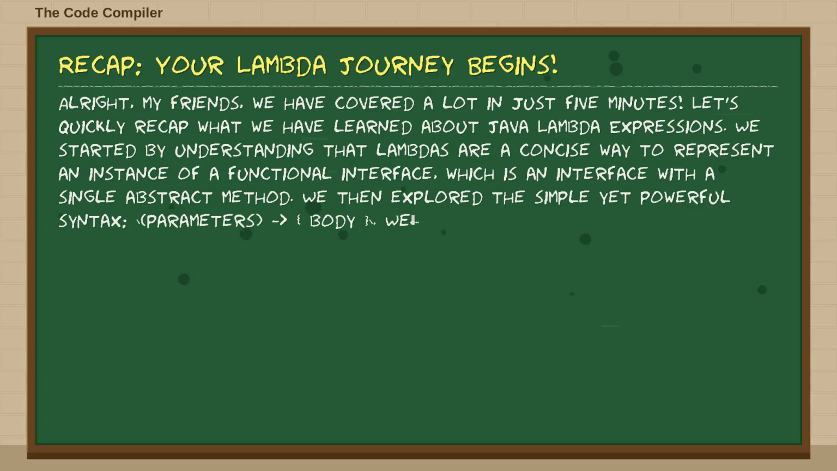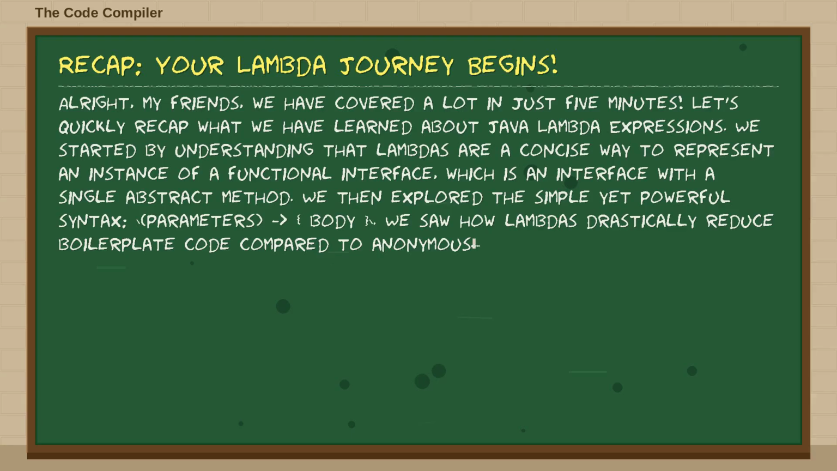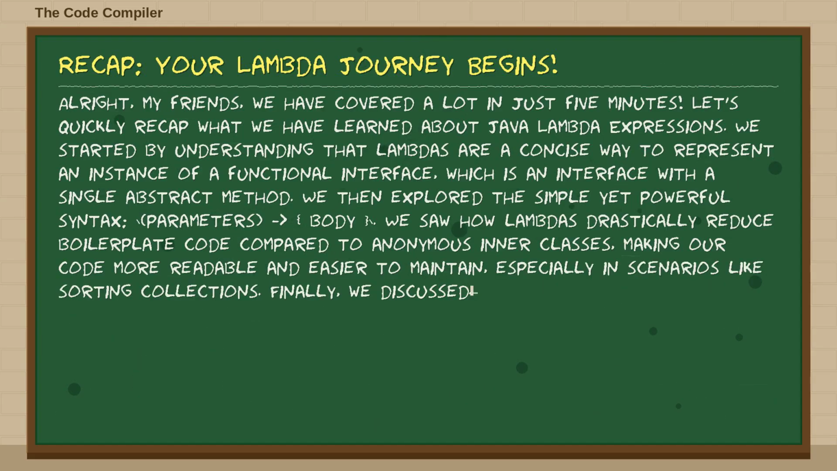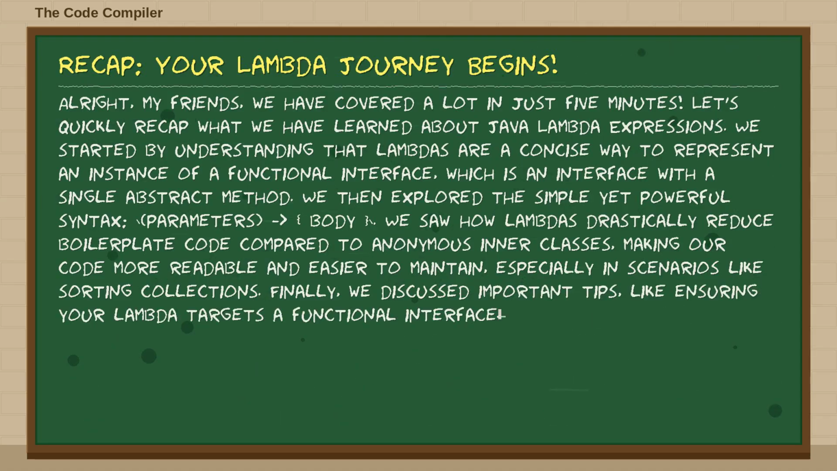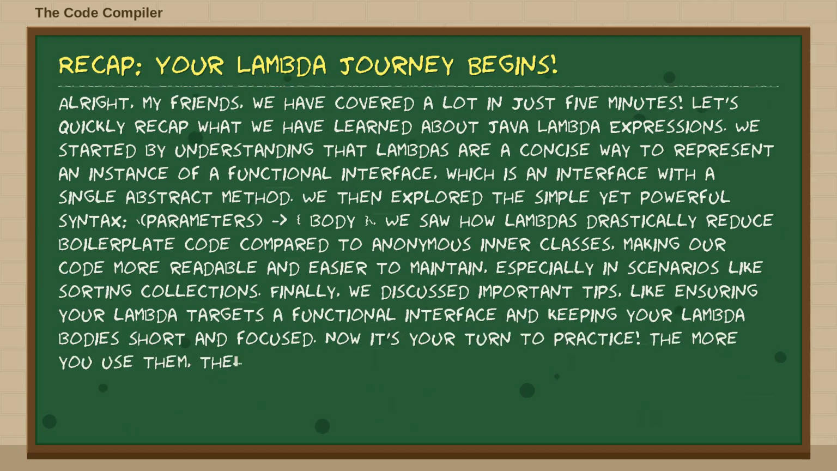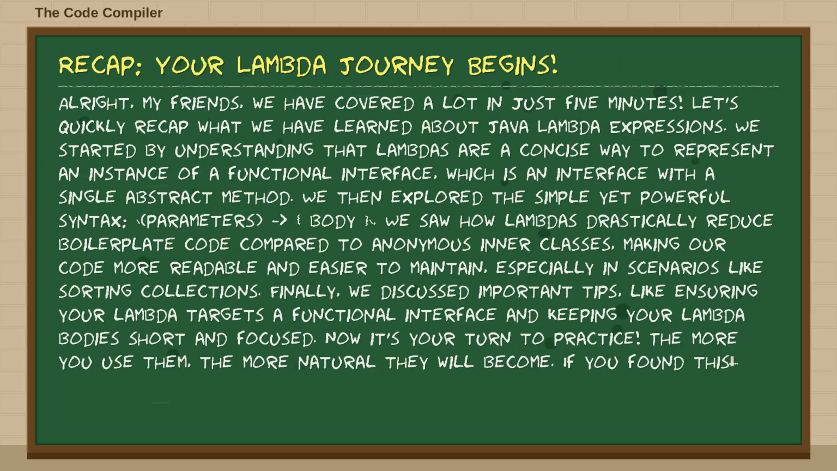We saw how lambdas drastically reduce boilerplate code compared to anonymous inner classes, making our code more readable and easier to maintain, especially in scenarios like sorting collections. Finally, we discussed important tips, like ensuring your lambda targets a functional interface and keeping your lambda bodies short and focused. Now it's your turn to practice. The more you use them, the more natural they will become.